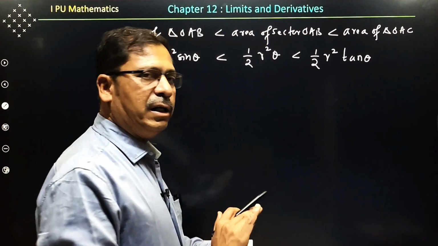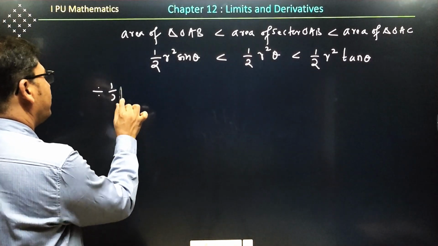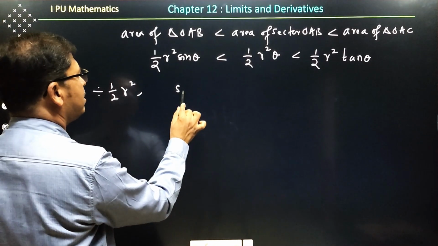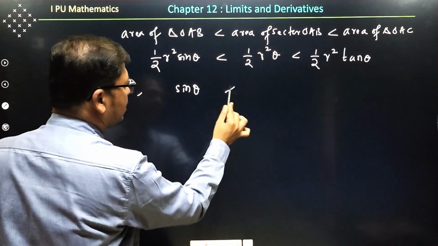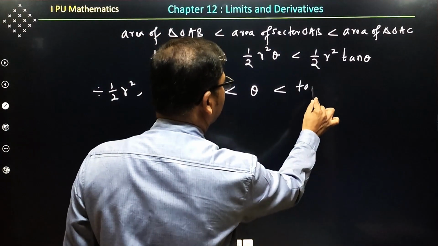See it, let us divide by 1 by 2 r square. If you divide by 1 by 2 r square, which is a positive value, there is no change of inequality. 1 by 2 r square will cancel, sin theta remains, which is less than theta, which is less than tan theta.